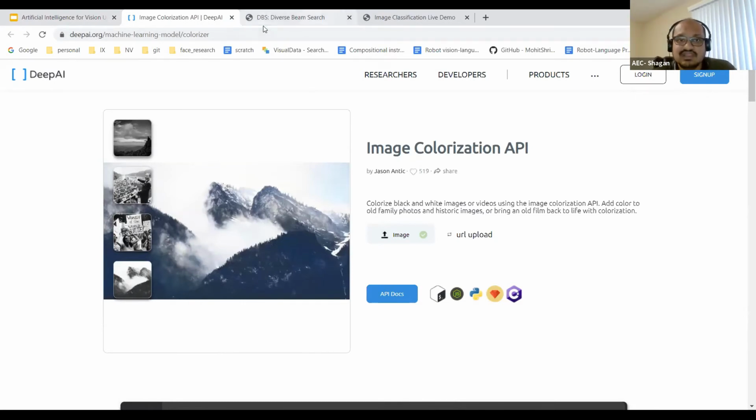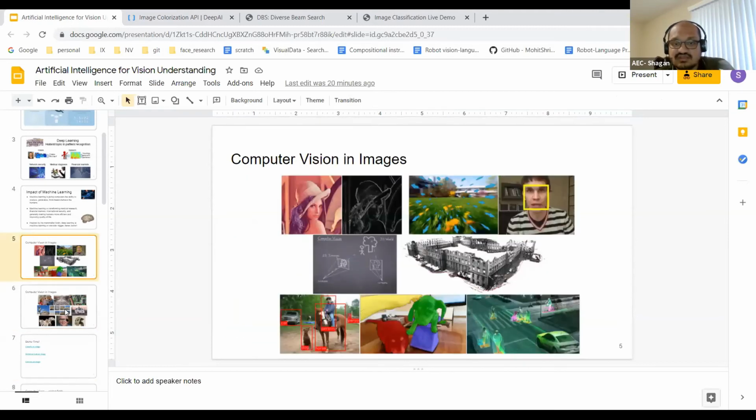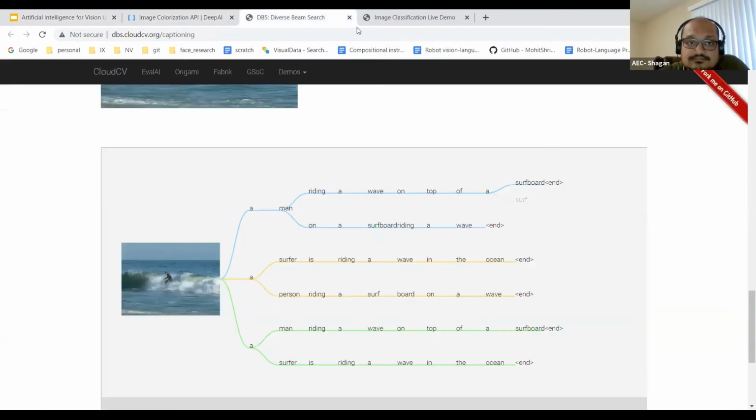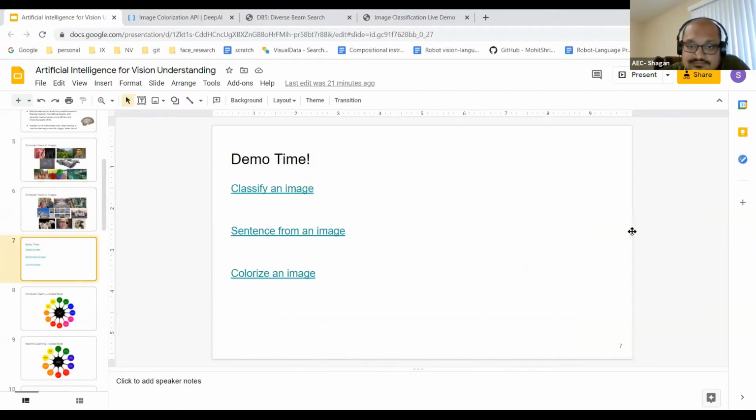Pretty neat applications, right? Any other applications that you can think of that are not listed in these things? Any computer vision applications? Okay, let's go back to the slides then.